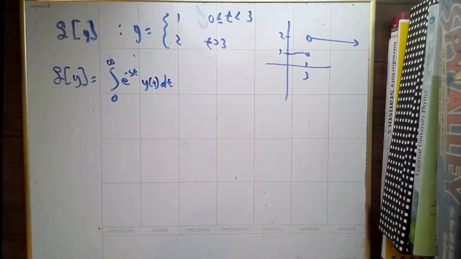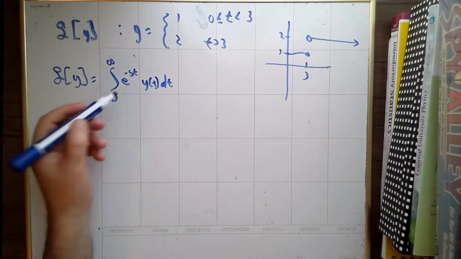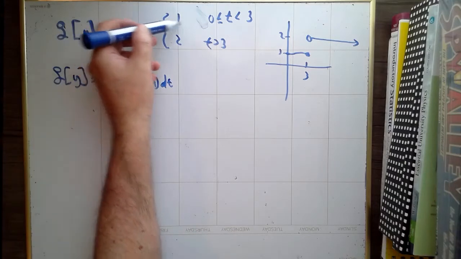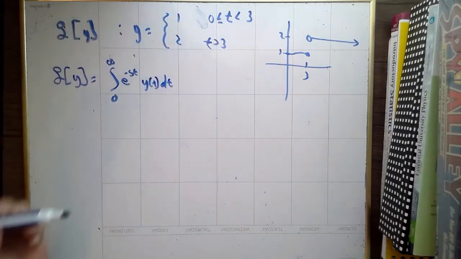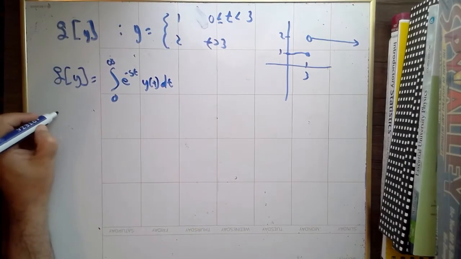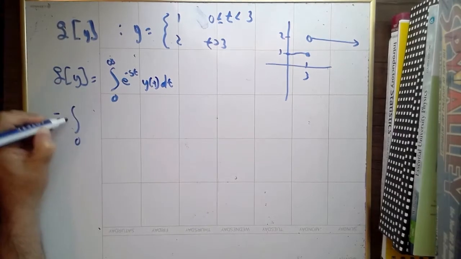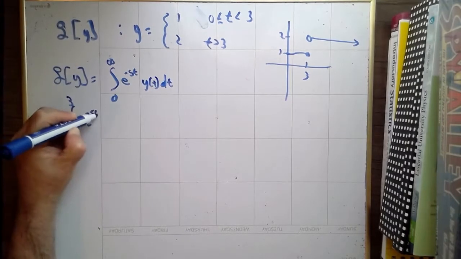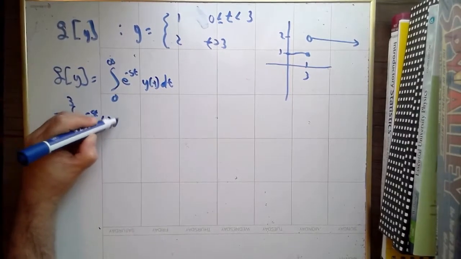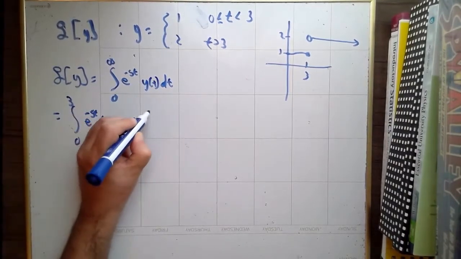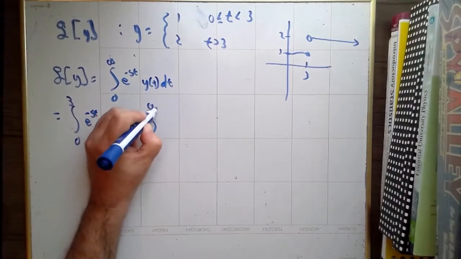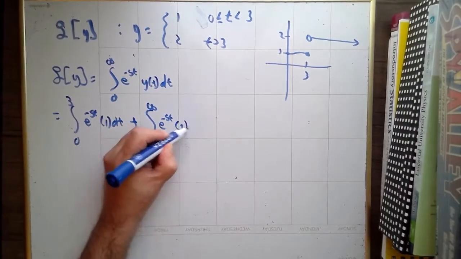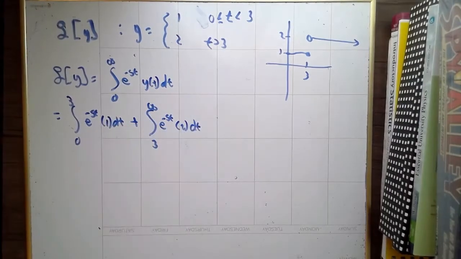So I've got this piecewise defined function here. I'm going to have to write this as two separate integrals. I'm going to have one piece from 0 to 3 and then another from 3 onward. So this will be the integral from 0 to 3 of the first guy, e to the negative st times 1 dt, plus the integral from 3 to infinity, e to the negative st times 2 dt.